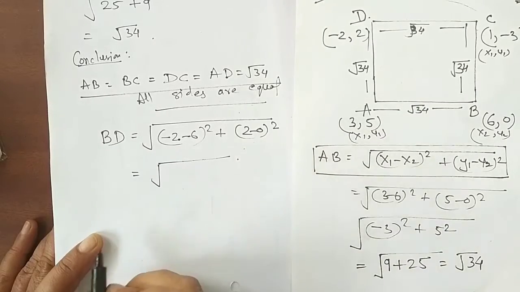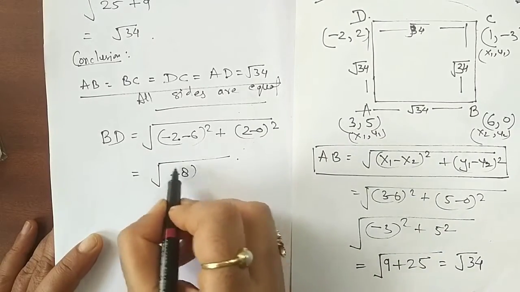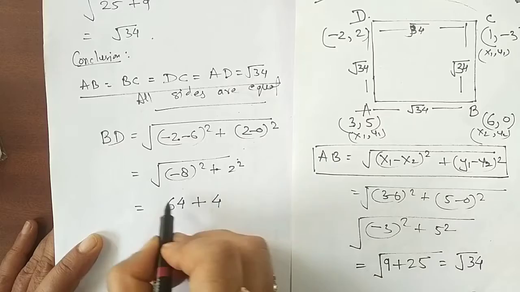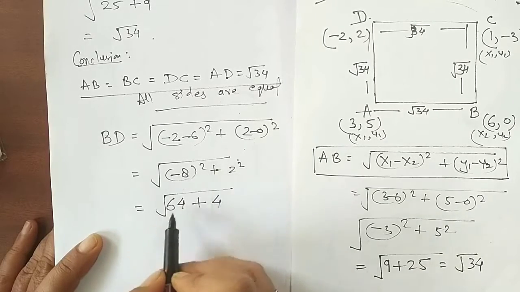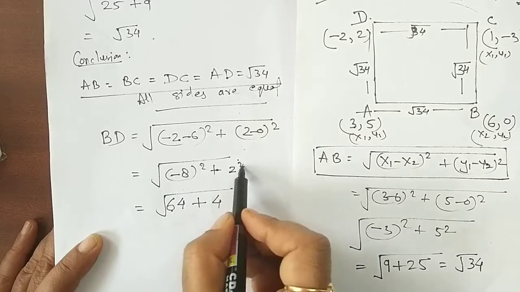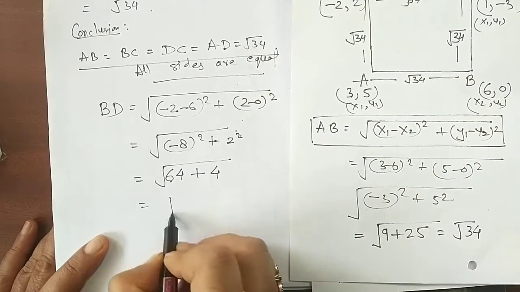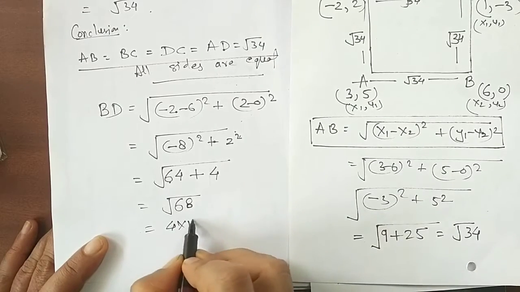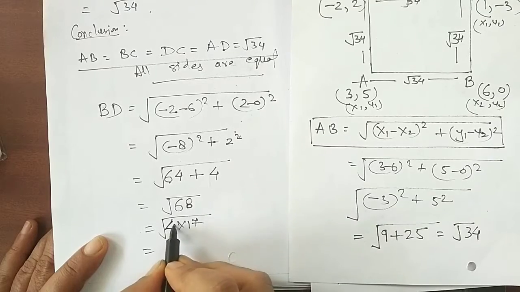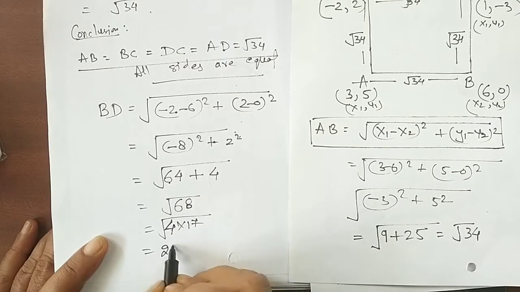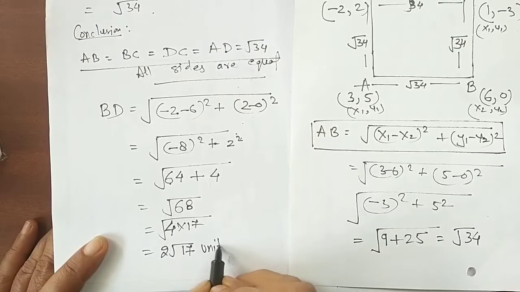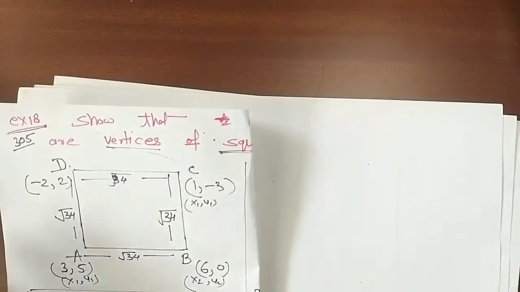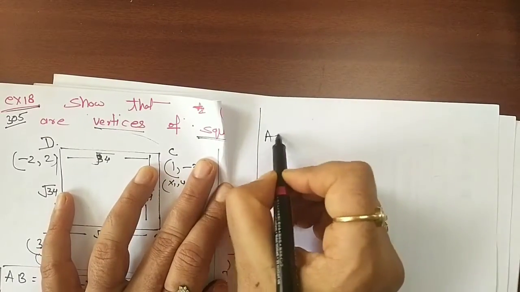So here I will get (-2 -6) square plus (2 minus 0) square. Okay, so this I am getting minus of 8 square plus 2 square, which is 64 plus 4 under root. See, minus square becomes plus. 8 8s are 64, 2 2s are 4. So what it is? It is nothing but root of 68. So I can write it 4 into 17. Out of 4, this 4 will come out 2 root 17 units. So I got BD. Okay. Similarly, let me calculate AC.